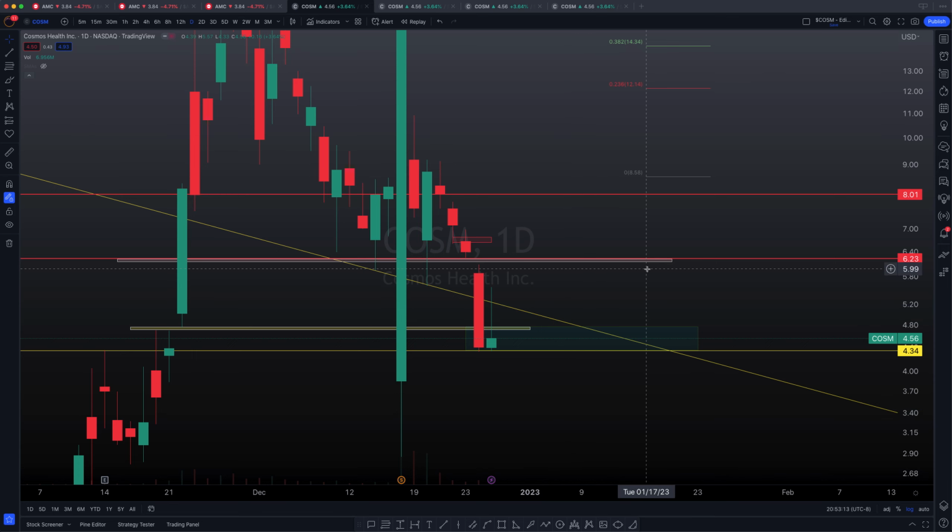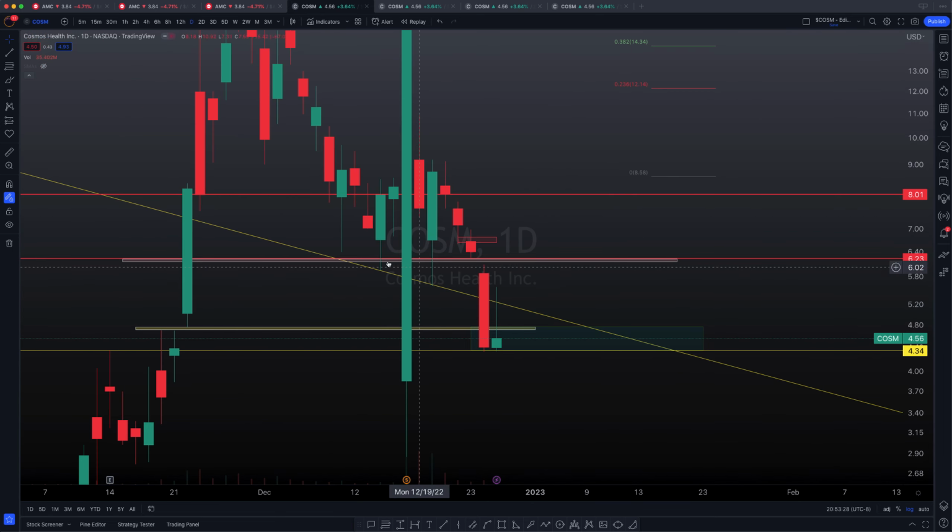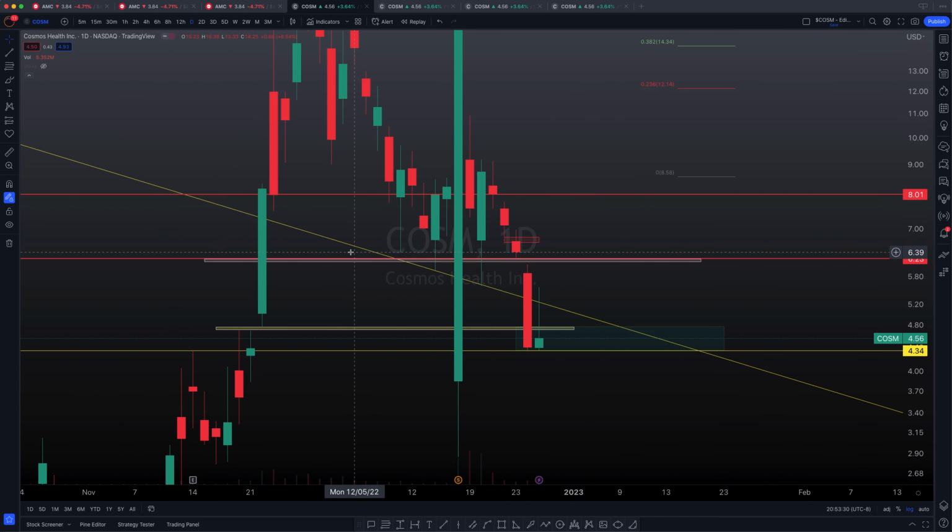Given we did close above the area that we closed in the prior day, but still, let's see the 12-hour and see where we did close. Okay, so yeah, we did close at $4.57 per TradingView.